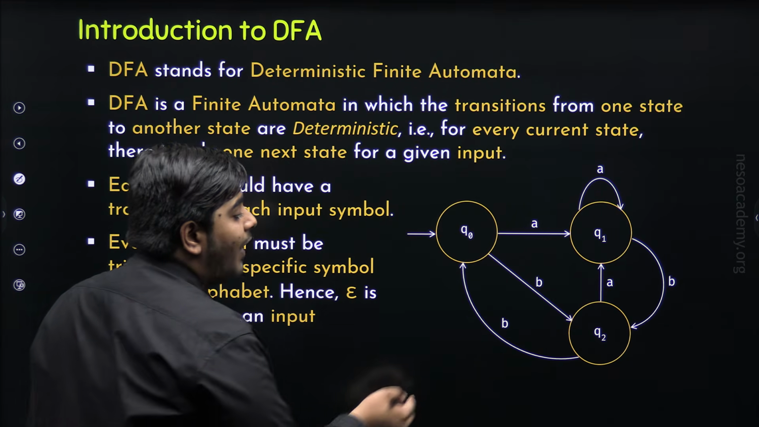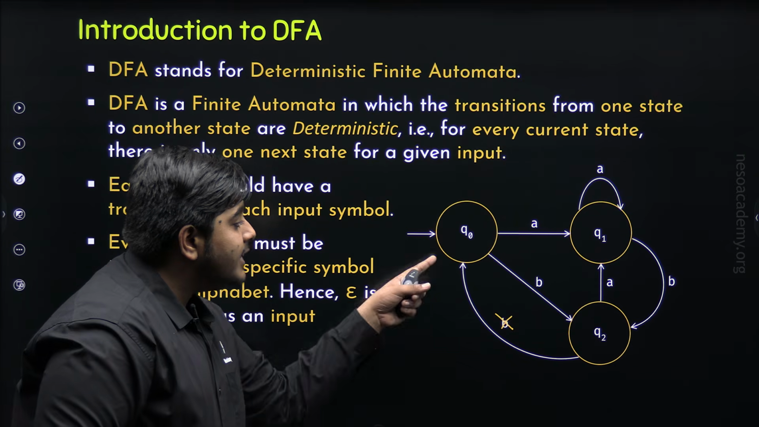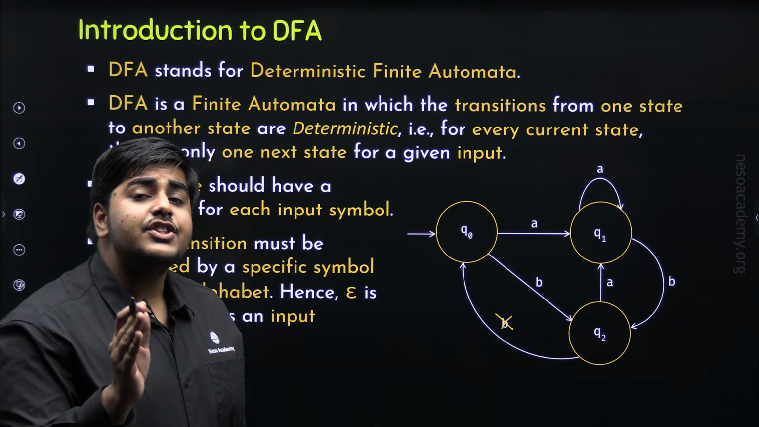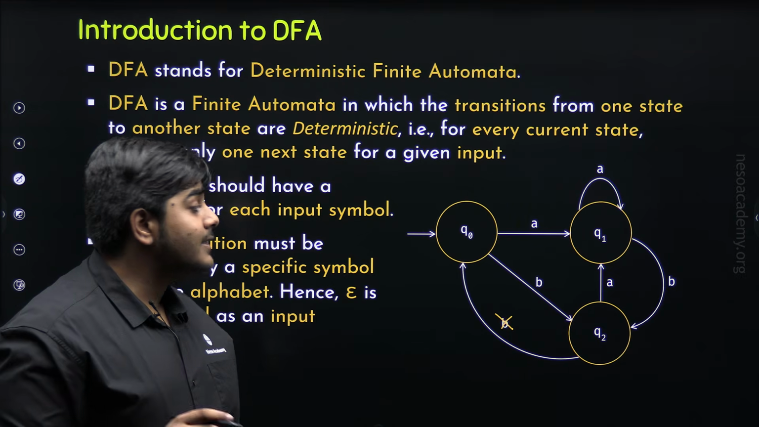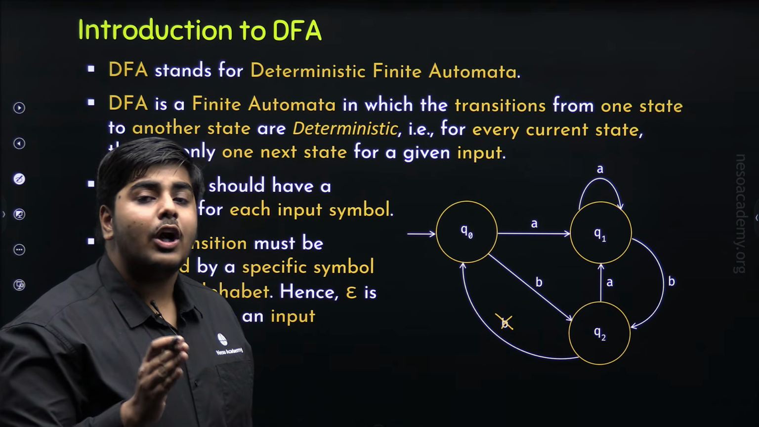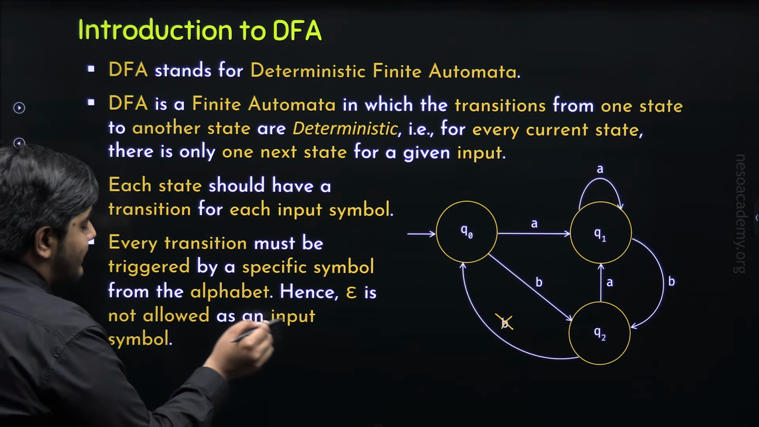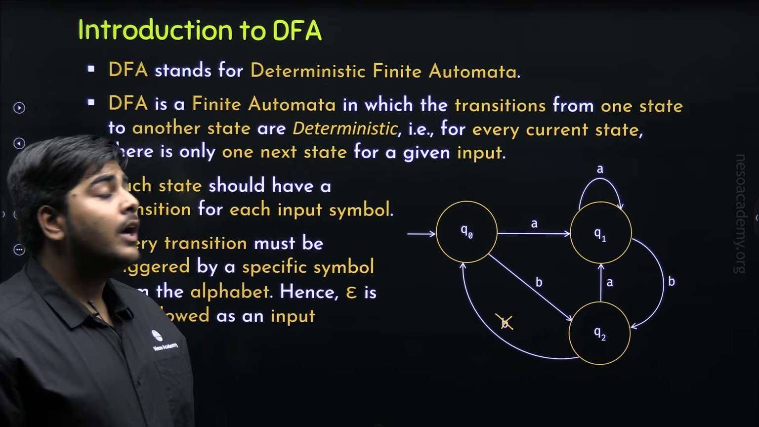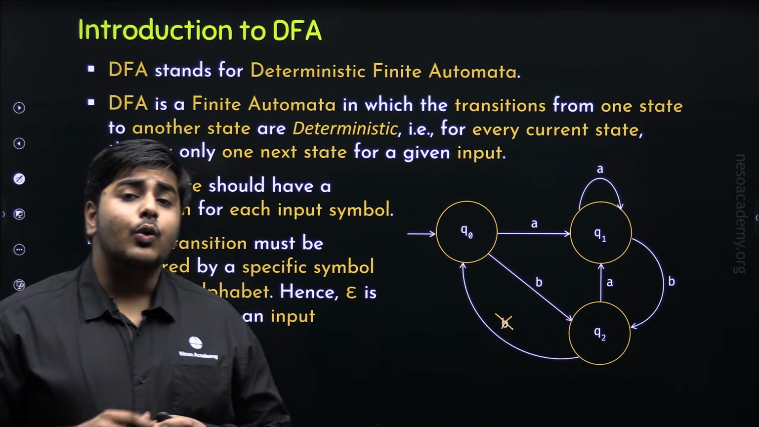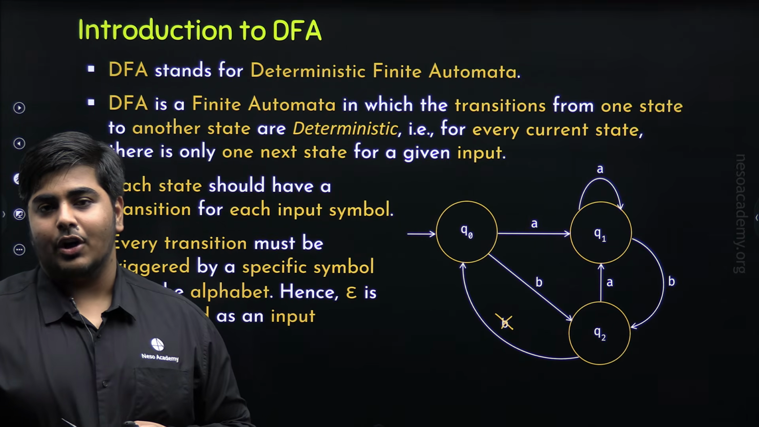But if I remove this B from this transition, then this transition will be called a null transition or an epsilon move, which is not allowed in DFA. And since this transition is now a null transition, this transition diagram is not called a DFA because epsilon is not allowed as an input symbol. So I hope you have understood what is a deterministic finite automata, and you know how to check whether a given transition diagram is a DFA or not.